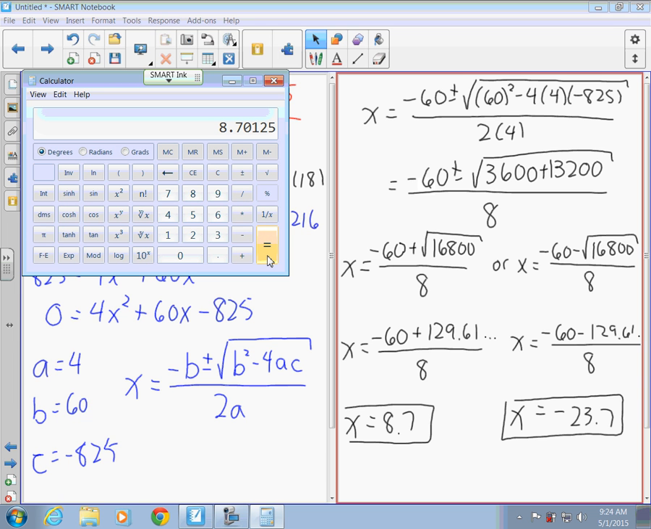8.7. Same thing on the other side, 60 plus minus, minus 129.61 equals. So you have to get equals, or else you're not going to get the right answer. Divide by 8. Okay, so you have to make sure you hit equals, like it has to. All right, any questions on that before I keep moving?